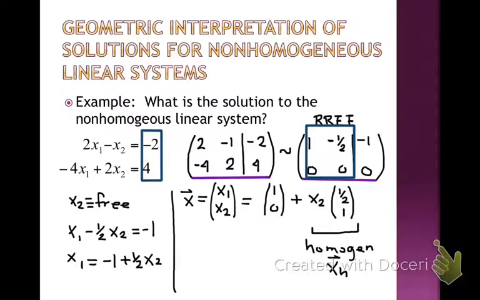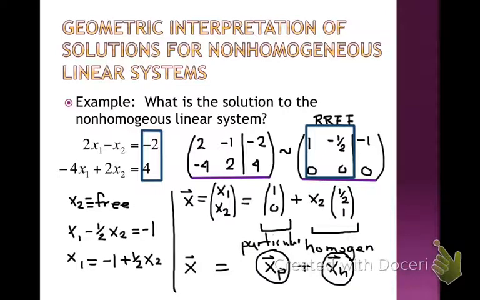The second part doesn't have any arbitrary parameter associated with it. It is called the particular solution, and we're going to label it as xp. So this is the particular part. So the solution to the non-homogeneous equation is always going to be some vector xp, which represents the particular solution, plus the homogeneous solution.